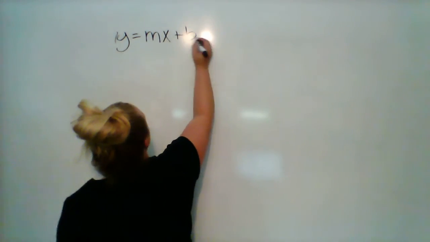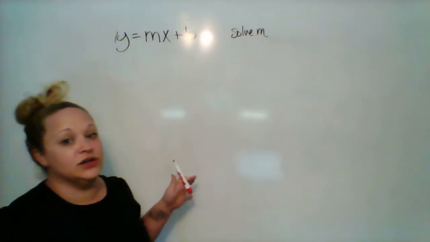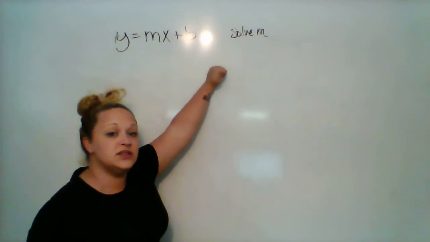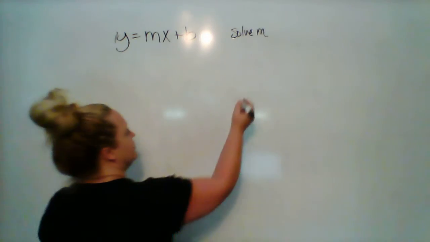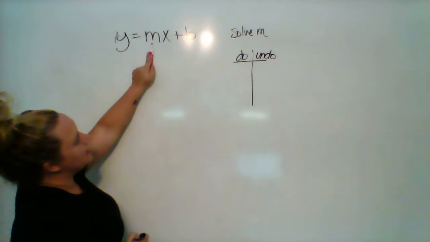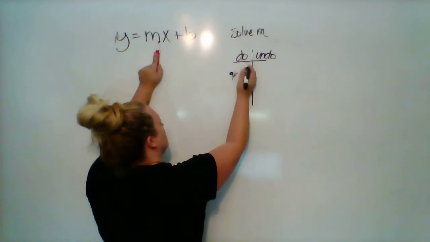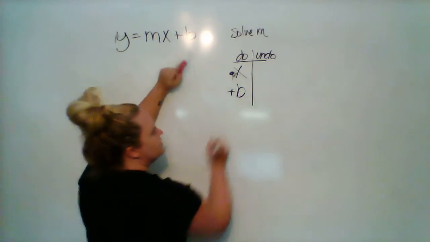Number 9 is what's called a literal equation. A literal equation means there are no numbers. There are only letters. So we're going to look at this, and it says y equals mx plus b, which is the equation for slope, and we're going to solve for m. So what you do is you ask yourself, what is happening to m? Well, m is being multiplied by x. It's also being added by b. So that's what's being done.